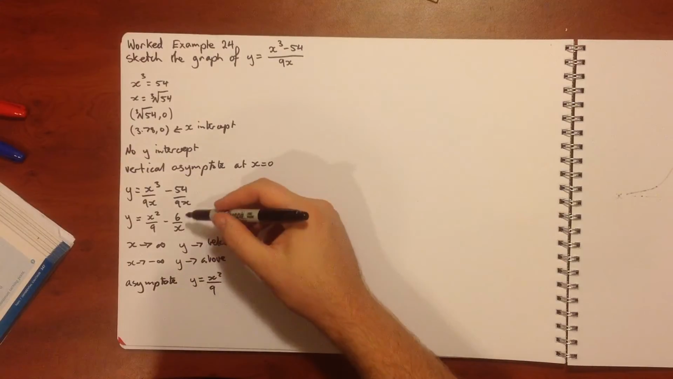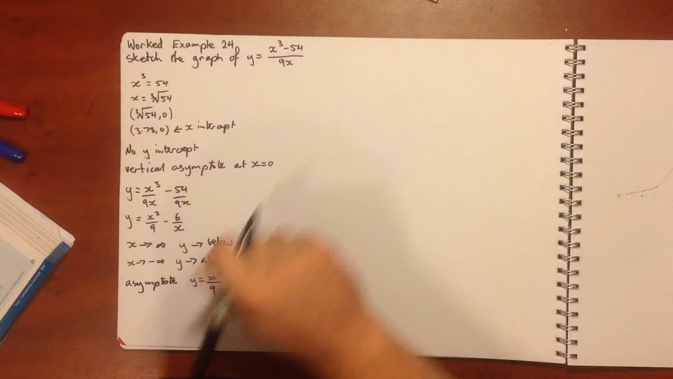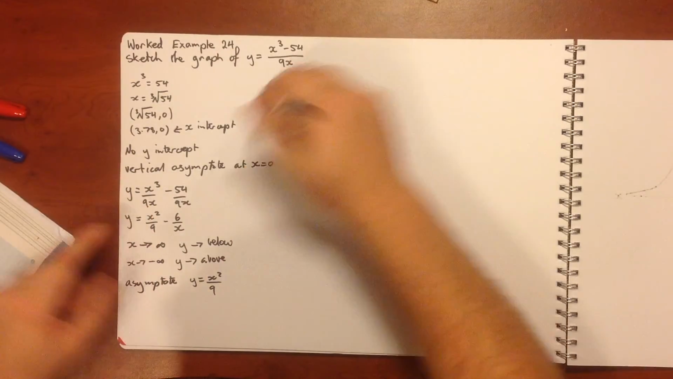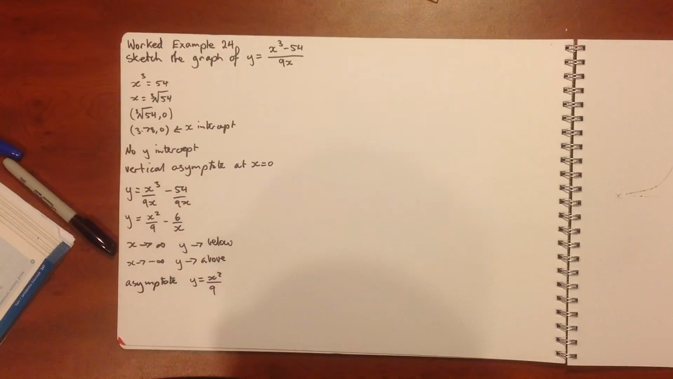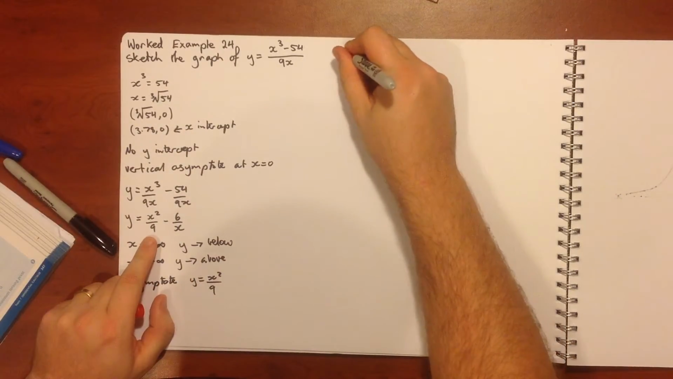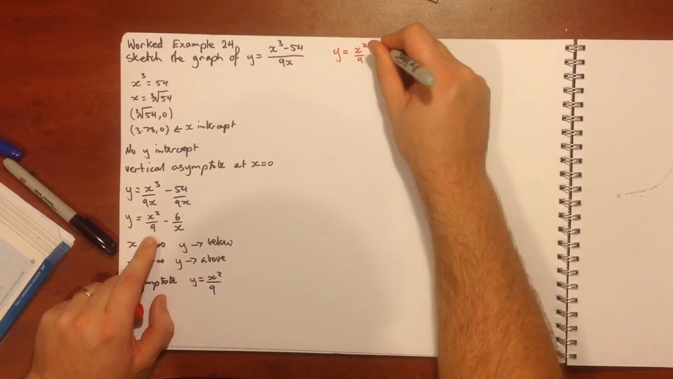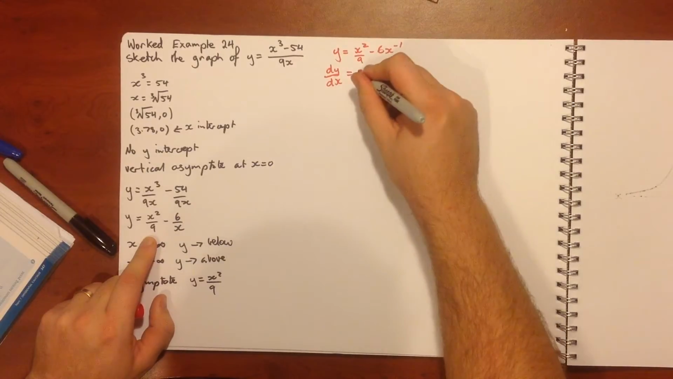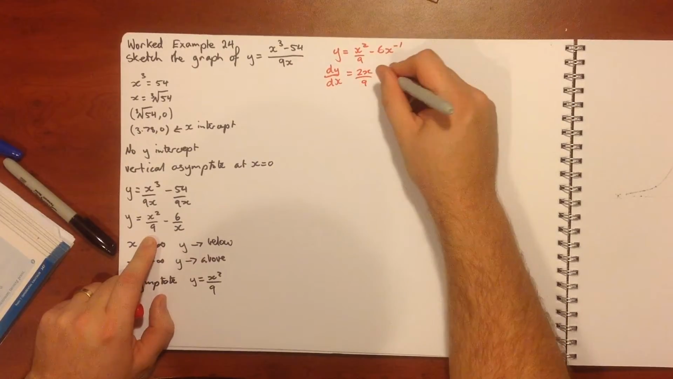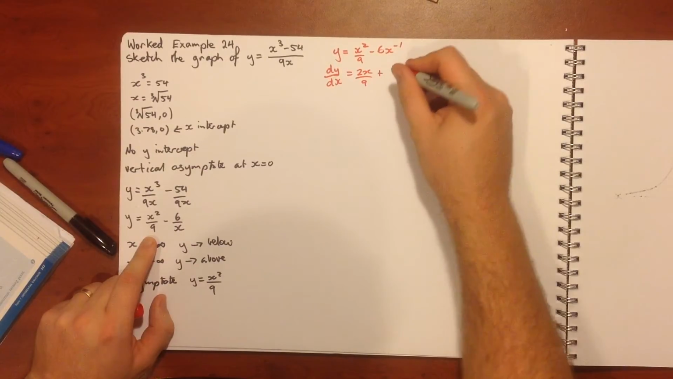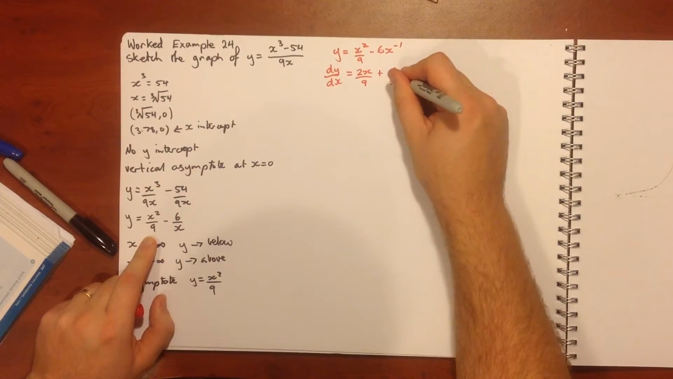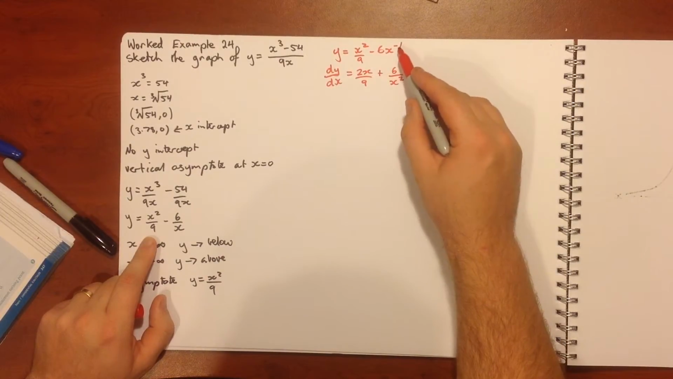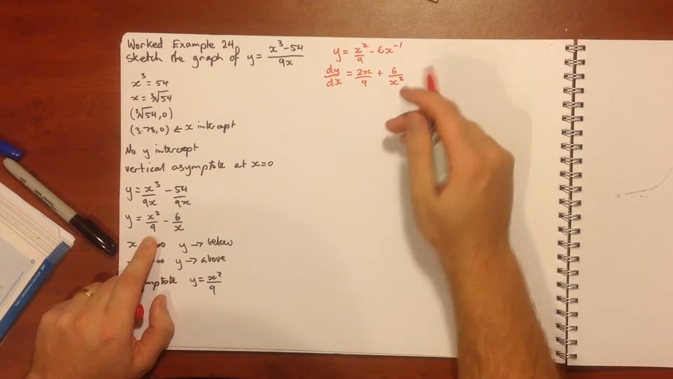Okay, so we can use this form to find our derivative. I might do that up here this time. I might change colours actually, just to split things up a bit. So say y equals x squared on 9, take 6 times x to the negative 1. Our dy dx is going to equal 2x on 9 plus 6 over x squared. Remember, our negative 1 comes down the front, makes it positive. Take 1 away, make it negative 2, which we can write like that.